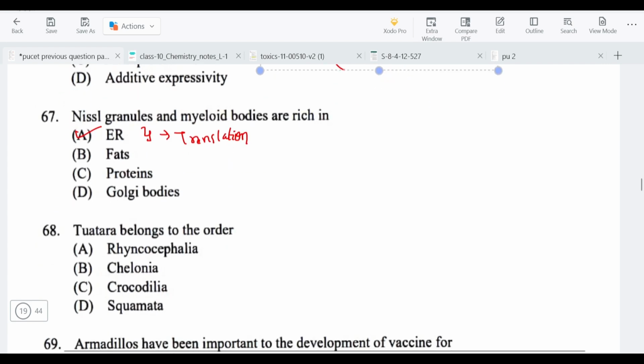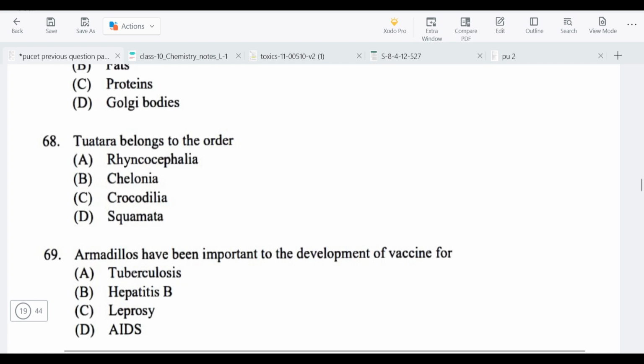Next question. Tuatara belongs to the order. The correct answer is Rhynchocephalia. What is Rhynchocephalia tuatara? They are reptiles. Next, armadillos have been important to the development of vaccine for. The answer is leprosy. These armadillos are natural hosts of Mycobacterium leprae, and they are used in research, right?